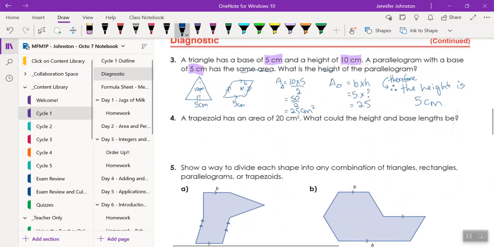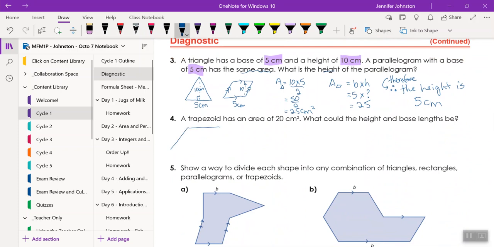Okay, so let's draw it. So a trapezoid looks like this, where we have A and B, and this is our height, H. And our area formula is A plus B, top plus bottom, times the height divided by 2. Okay, so if the area is equal to 20 centimeters, we have to figure out what this top would be. Okay, so we have to figure out what the top would be. What divided by 2 gives us 20?